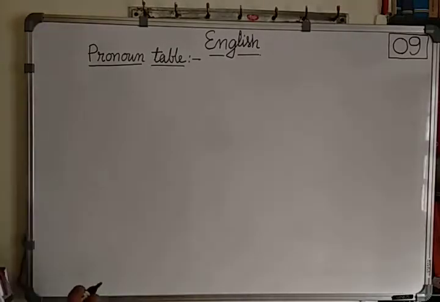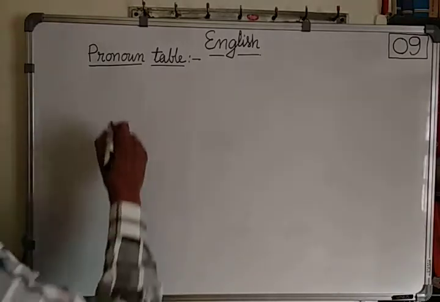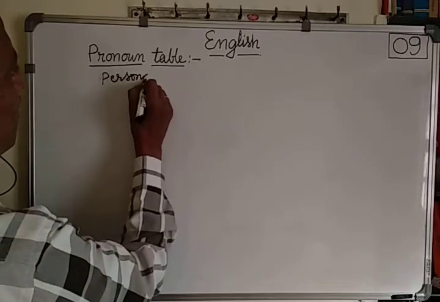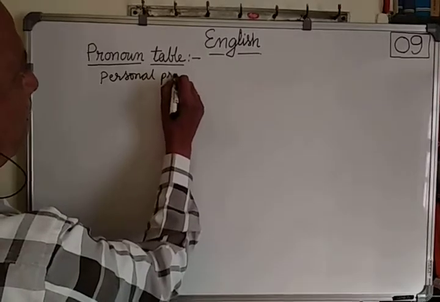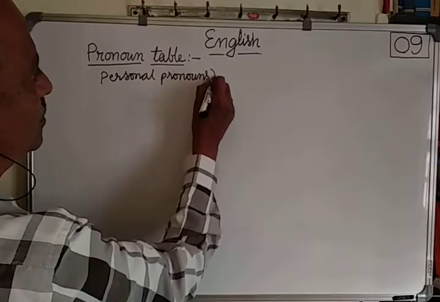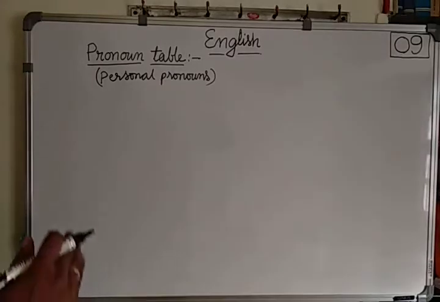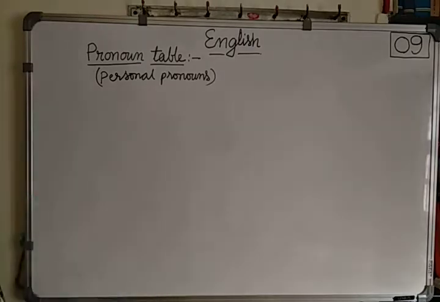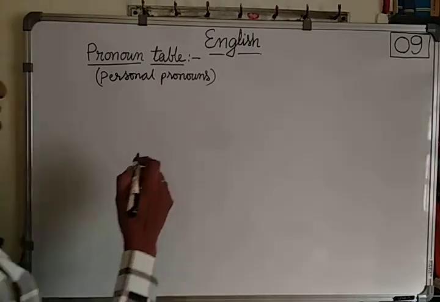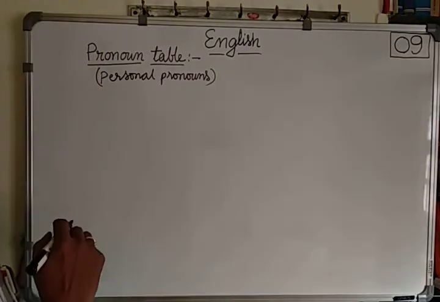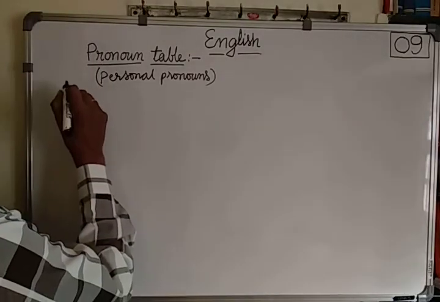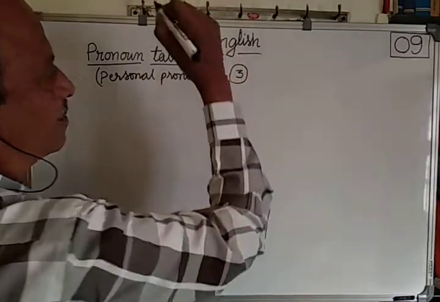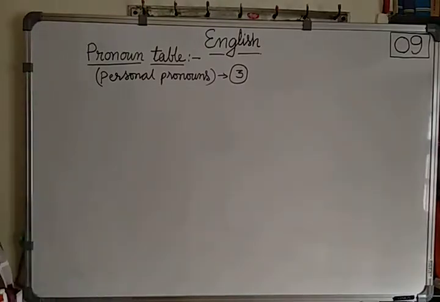Pronoun table. These pronouns are also called personal pronouns, because there are persons: first person, second person, third person. So they are called personal pronouns. How many persons are there? There are 3. Remember it. There are 3 persons among the pronouns.